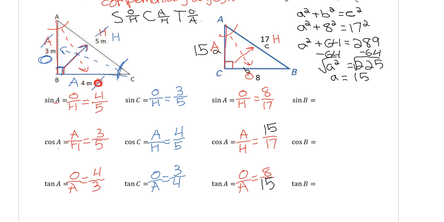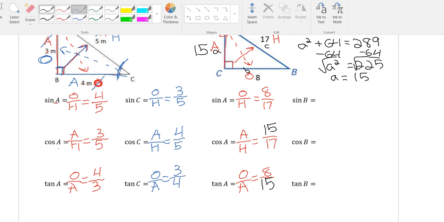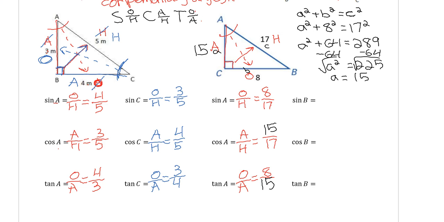So now I know that the cosine of A is 15 over 17, and the tangent of A is 8 over 15. Now I need to find the sine, cosine, and tangent of B. Again, I have to start all the way back at the beginning, relabeling my side. Right angle, across from it is my hypotenuse. I'm now looking at angle B. Opposite of angle B is my opposite side. Between the two is my adjacent side.